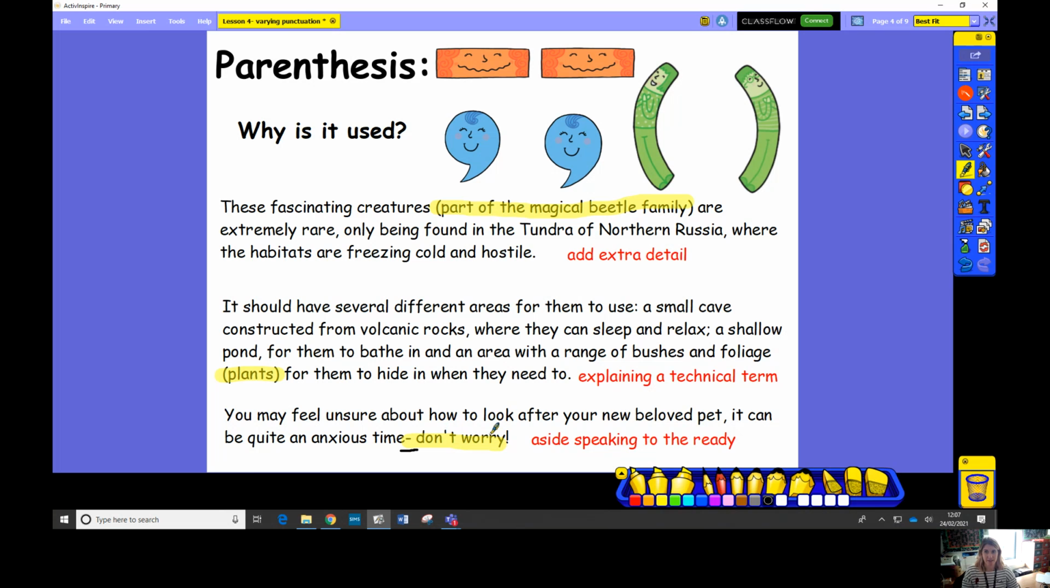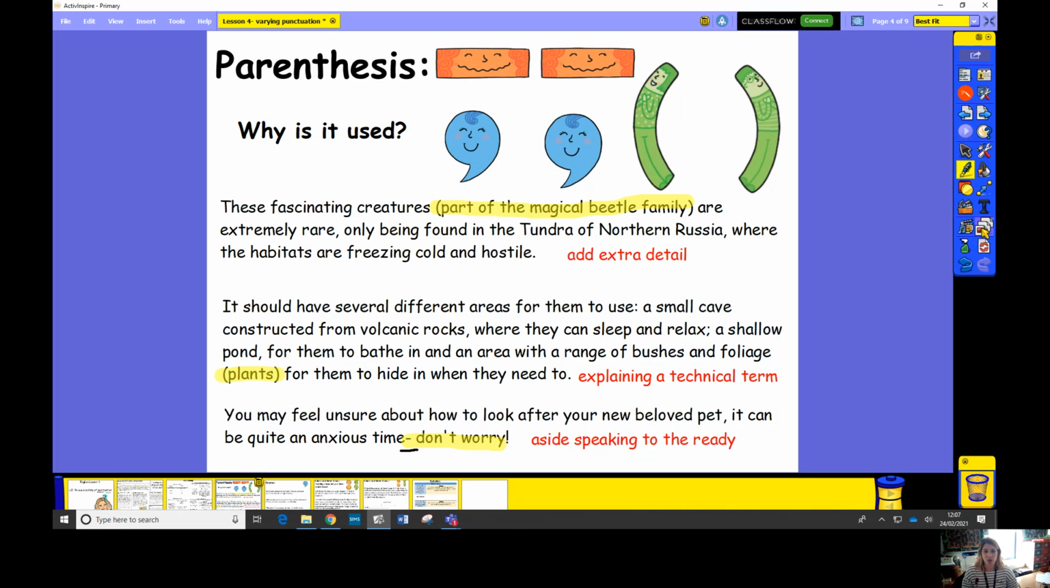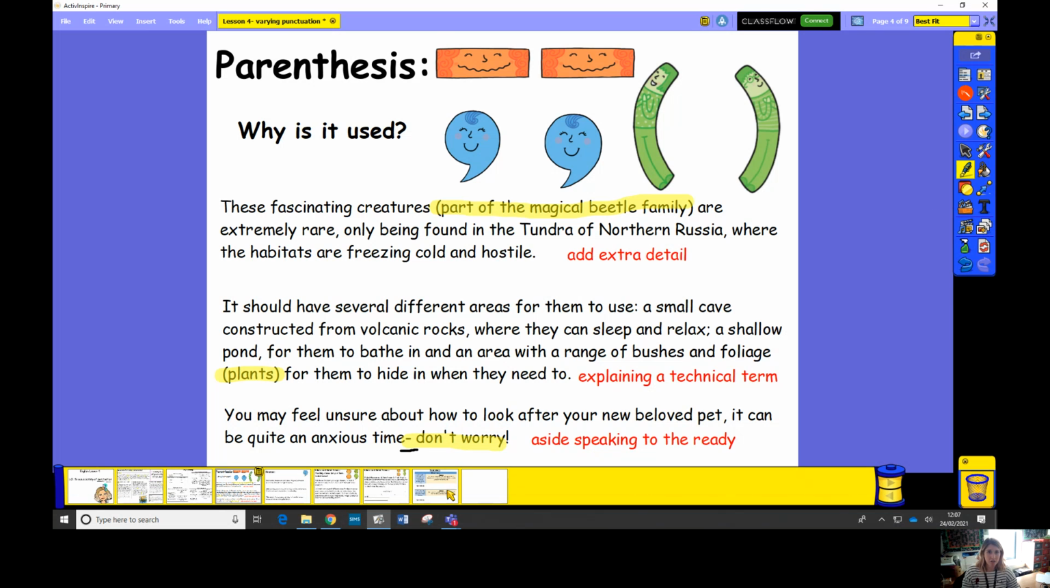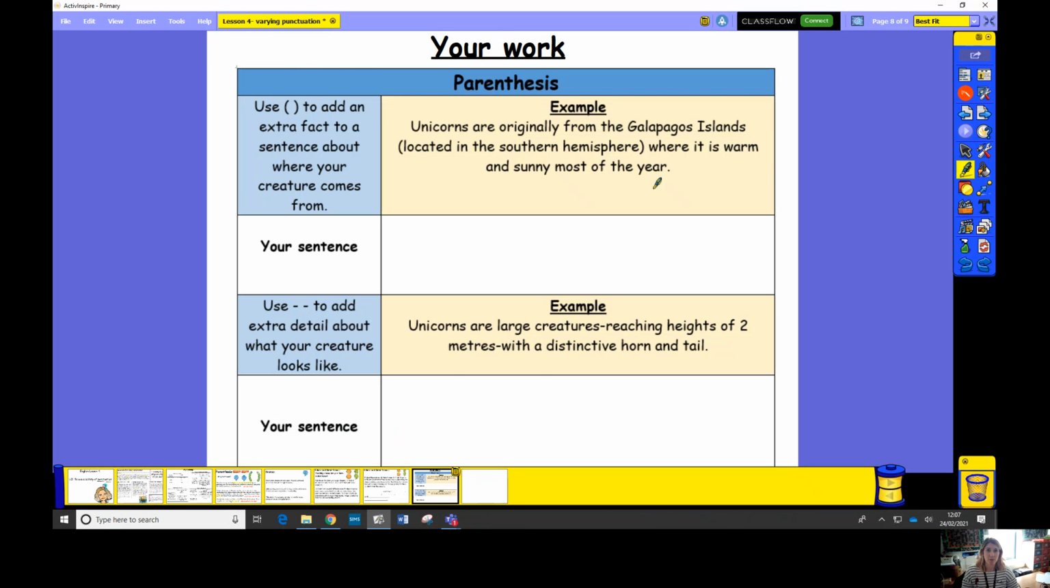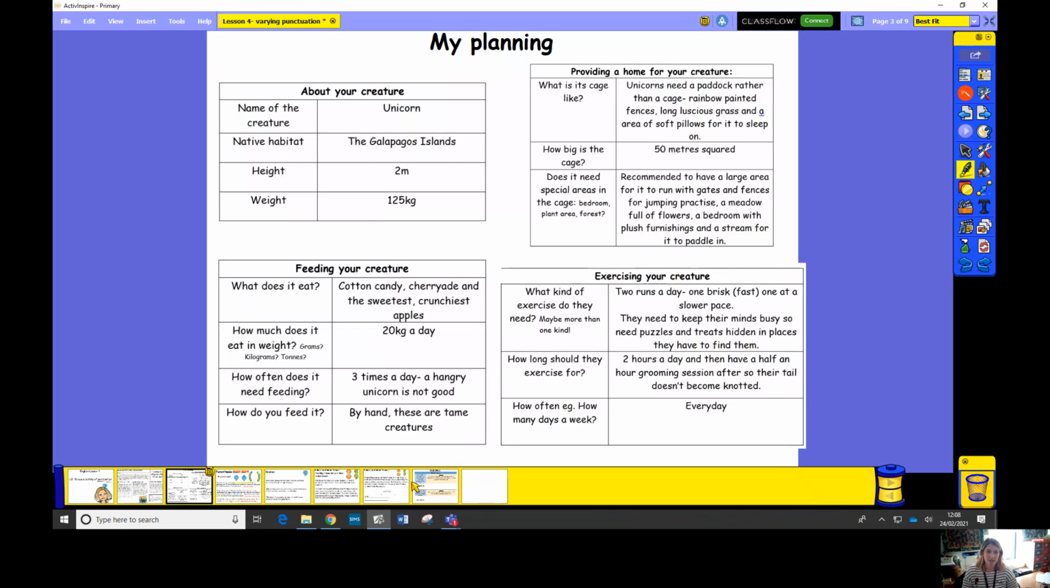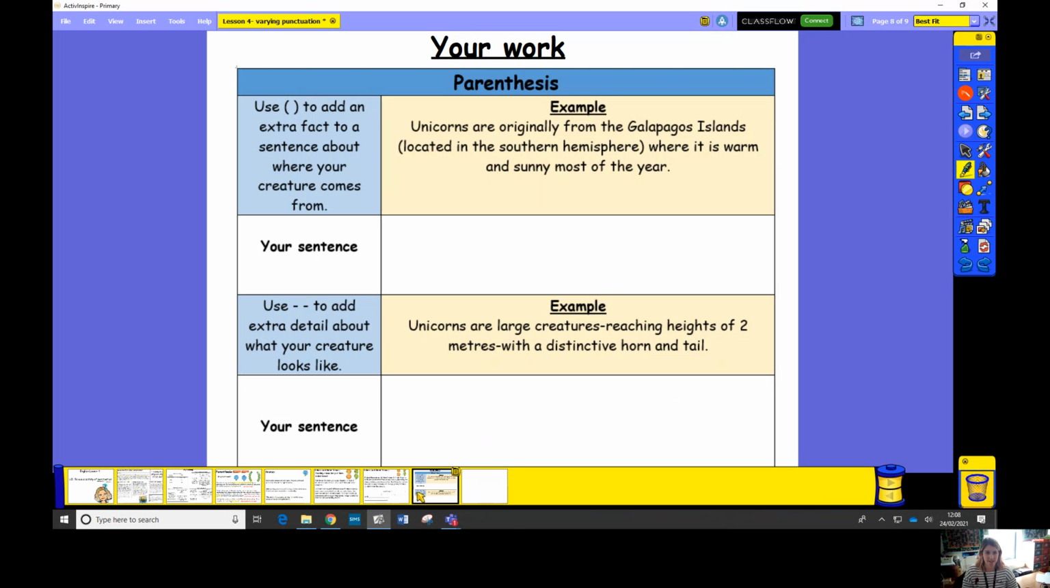So that is parenthesis. Okay, and then your work today, you have got lots of different examples, where it says use brackets to add an extra fact to a sentence about where your creature comes from. And then I've written an example sentence. Unicorns are originally from the Galapagos Islands, located in the southern hemisphere, where it is warm and sunny most of the year. So I've written one, so you can then type your own sentence there about your own creature using your own plan. Okay, so that is your work for today, and then that's your parentheses section.